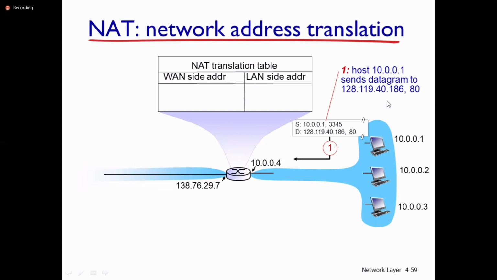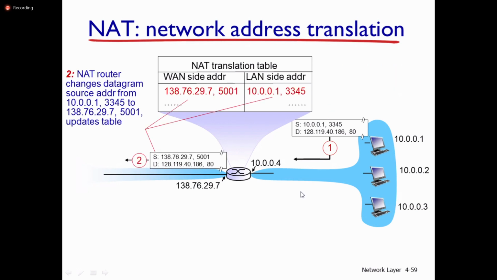10.0.0.1 sends a datagram with destination address 128.119.40.186 and port number 80. So the source address is this one, the destination address is 128.119.40.186, and the port number is 80. The second step: here there is a NAT translation table that will replace these addresses, right?